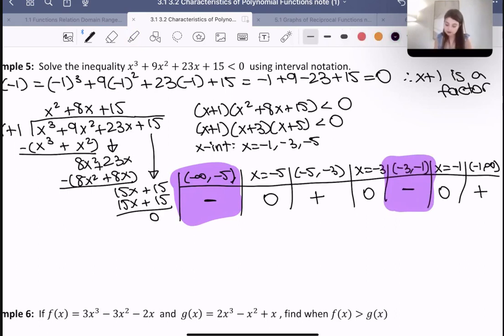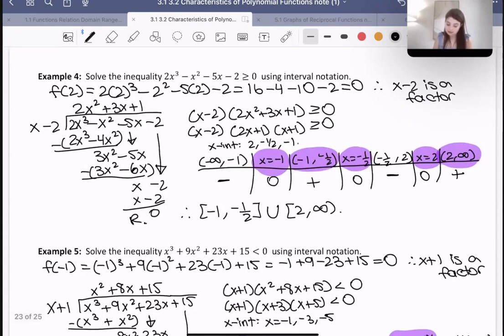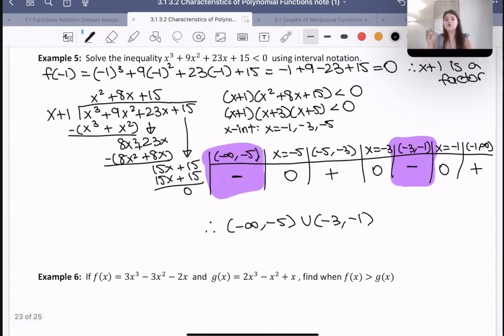And because we're not including the equals, the only answers here are negative infinity up to -5 with a round bracket, not a square one, and -3 up to -1 with a round bracket, not a square one. Up here we use square brackets in this case because it was greater than or equal. This one is just strictly less than. There's no less than or equal or greater than or equal sign. It's a strict less than, and therefore we're only choosing the negative intervals in this situation.